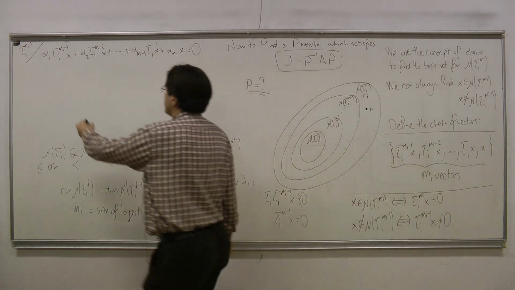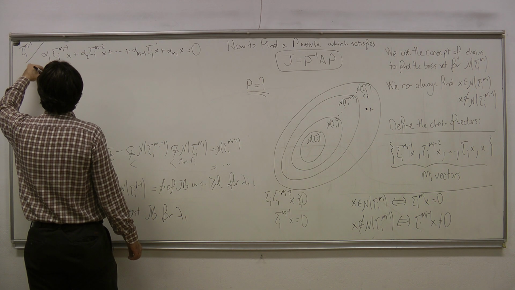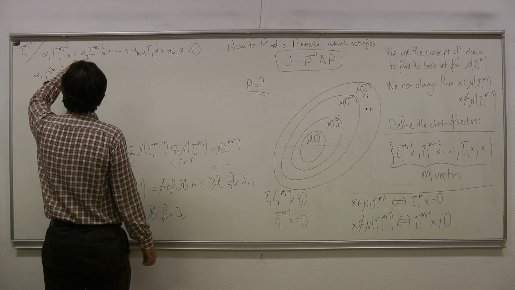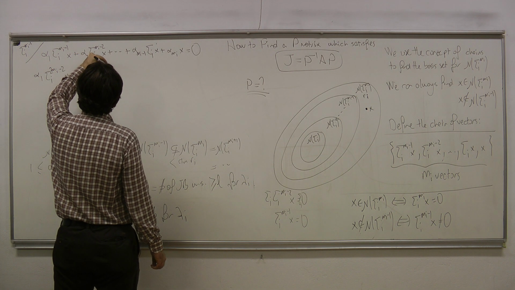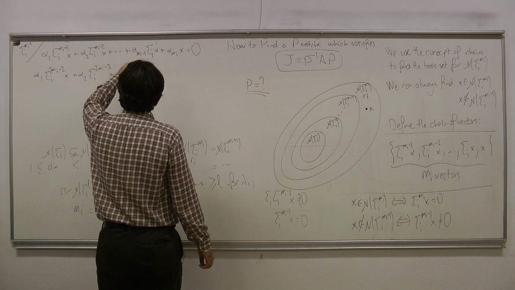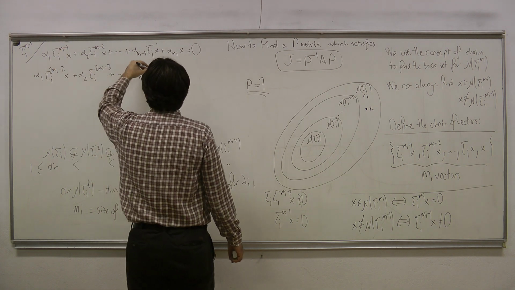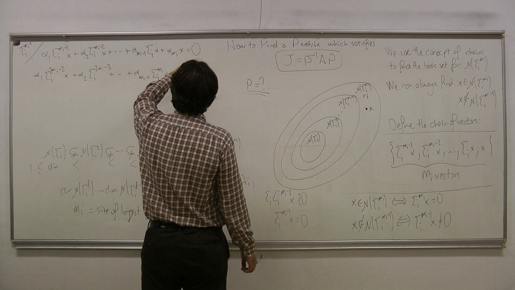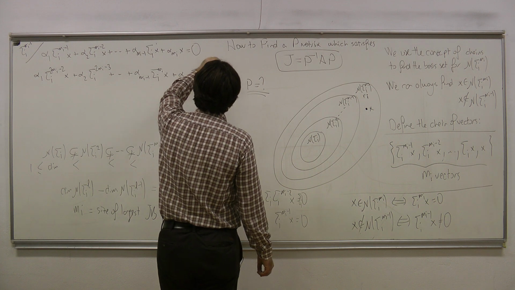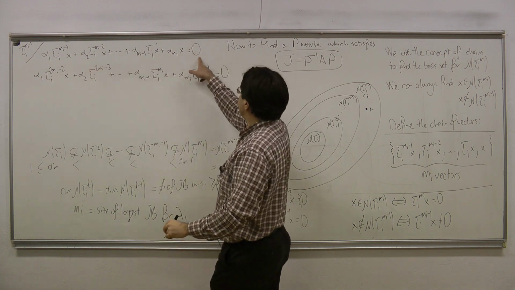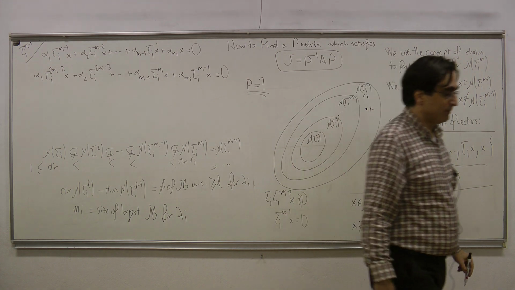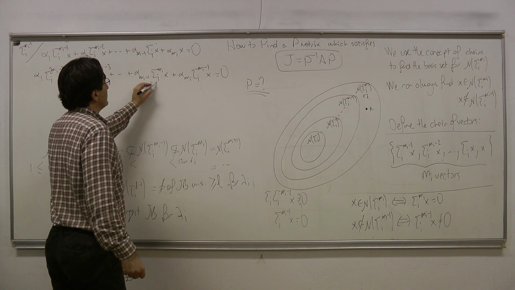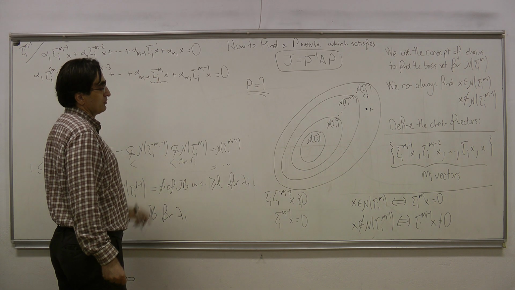If I do that multiplication, I would have alpha 1 sigma I to the 2mi minus 2 x plus alpha 2 sigma I to the 2mi minus 3 going until alpha mi minus 1, so I would have sigma I to the mi x plus alpha mi sigma I to the mi minus 1 x is equal to 0. That matrix times 0 is still 0. Okay? Now let us look at these vectors. I have here sigma I to the mi x equals 0.